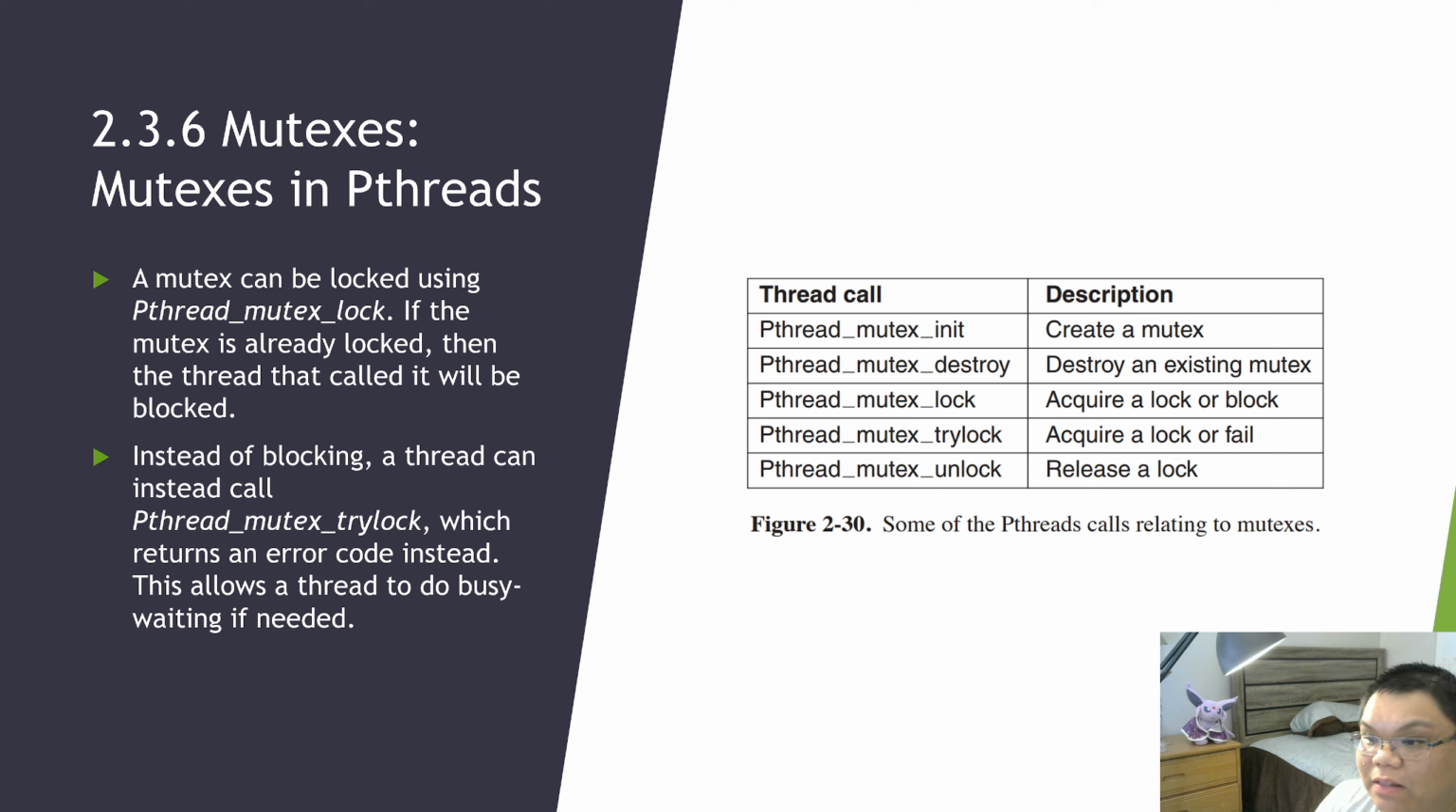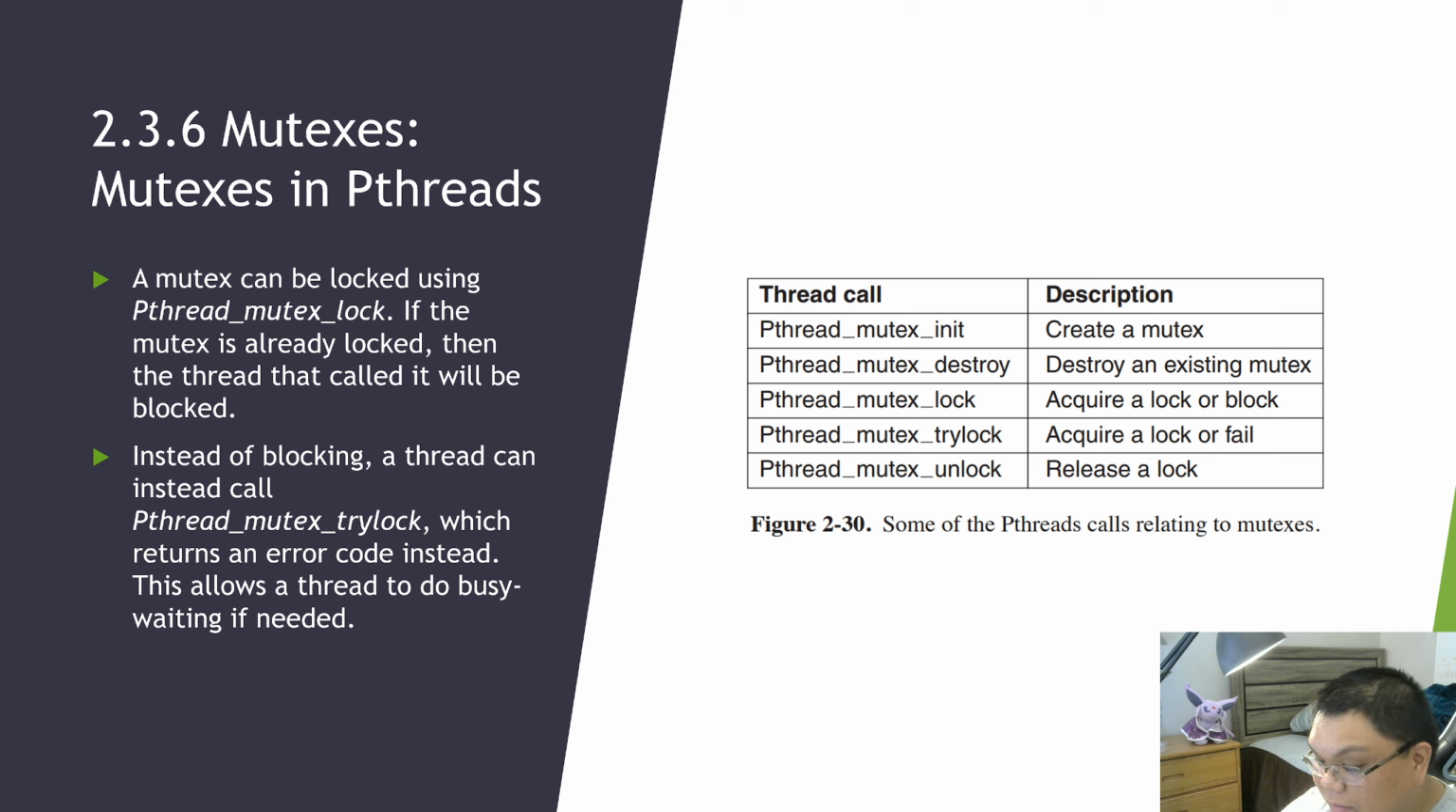The reason we need a lock is so that no one else can enter the critical section, because remember, one process at a time in the critical section. So a mutex can be locked using pthread mutex lock. If it's already locked, then that thread will be blocked. Instead of blocking, a thread can call pthread mutex try lock. That returns an error code, and that allows a process to do what's called busy waiting. I talked about busy waiting earlier. That is where if a process is trying to enter a critical section when another process is already in its critical section, it will just enter an infinite loop.